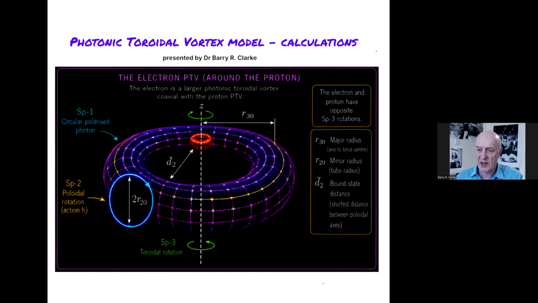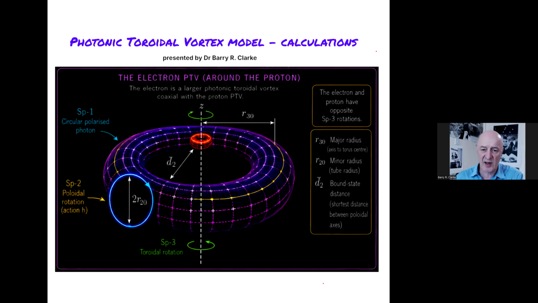The toroid is really a trapped photon with three nested rotations. The first rotation is circular polarization, which is called SP1 in this model. If you rotate the axis of that around a guide tube, you get poloidal rotation, SP2, which is optical orbital angular momentum. And if you bend the axis of that into a toroid, you get what's called SP3 rotation in this model, which is toroidal rotation.